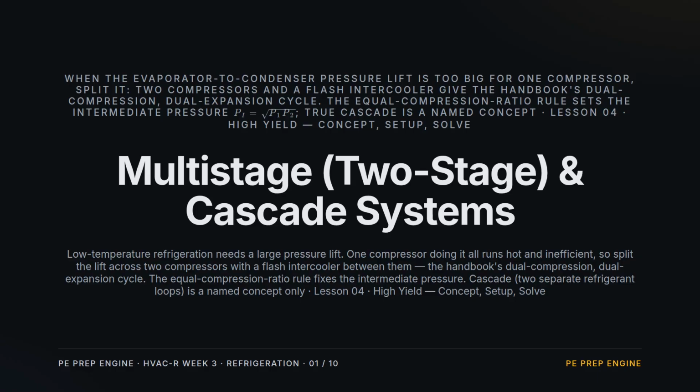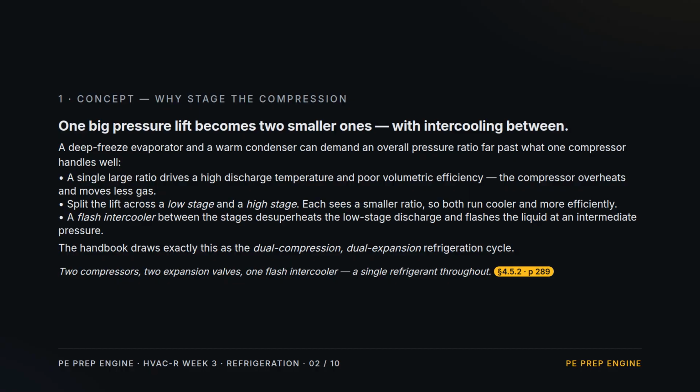Week 3, Lesson 4, Multistage and Cascade Systems. When the pressure lift from evaporator to condenser is too big for a single compressor, we split it across two stages with a flash intercooler in between. The handbook draws this as the dual compression, dual expansion cycle and prints its COP. We'll read the cycle, set the intermediate pressure with the equal ratio rule, work one number, then name the cascade arrangement.